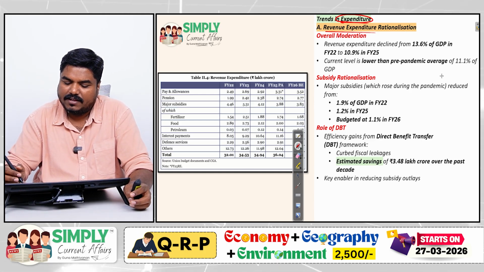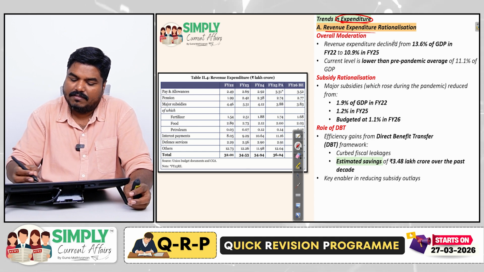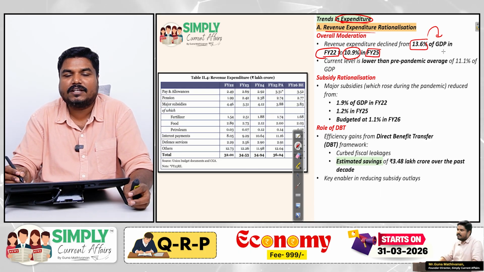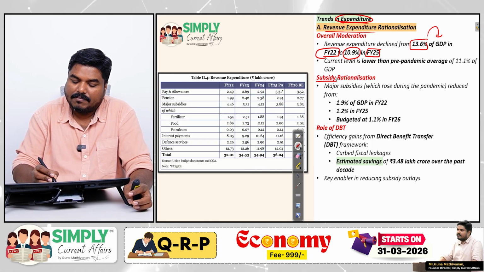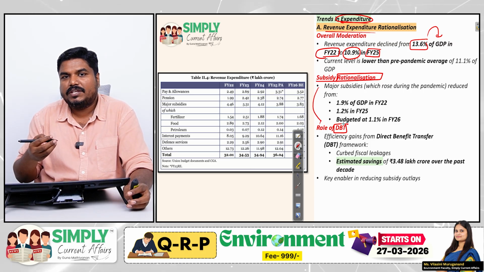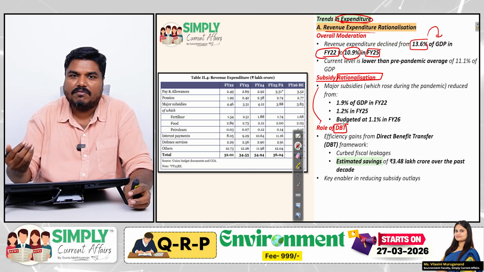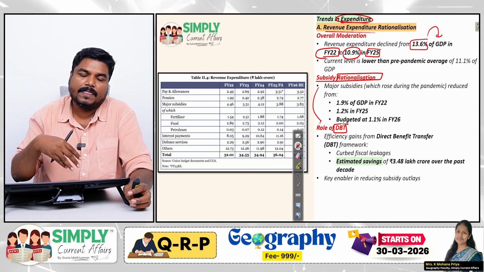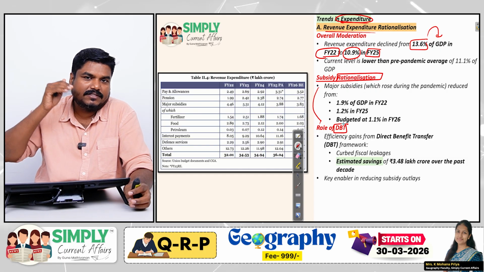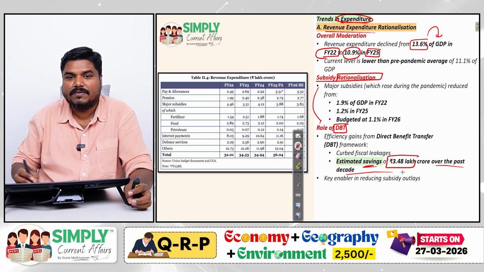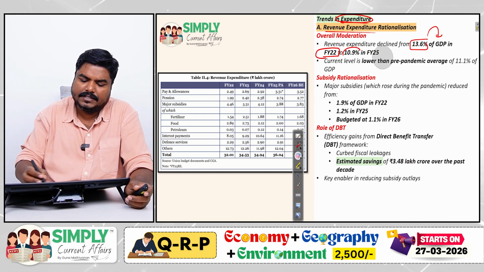The survey is highlighting that the revenue expenditure in financial year 2022 was 13.6% of GDP. Now in financial year 25, it has been reduced to 10.9%. The main reason is subsidy rationalization that was supported by direct benefit transfer. Even the reduced subsidy goes through direct benefit transfer, putting the money into the account of the beneficiaries. Through this process, a lot of leakages and corruption are getting addressed, through which the government is able to save almost 3.48 lakh crores in the last decade.